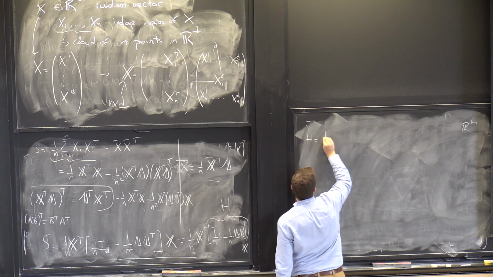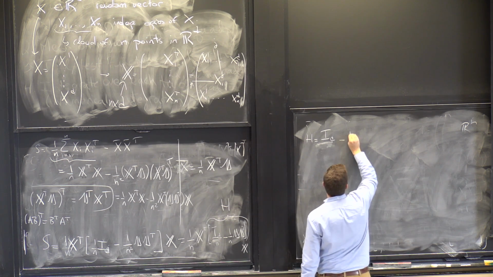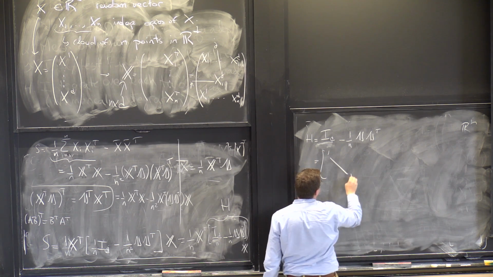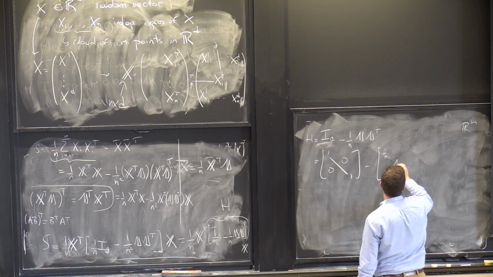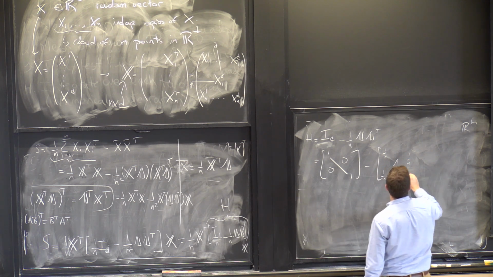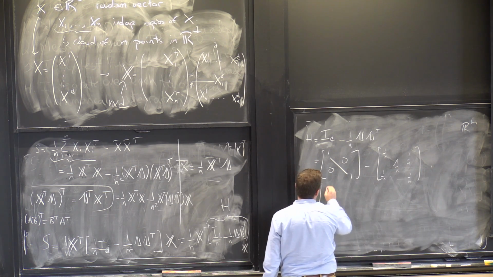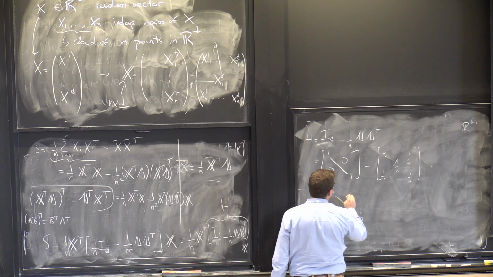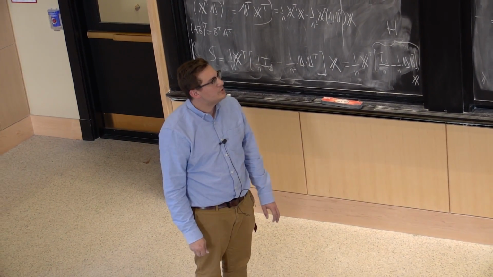We know it's identity minus 1 over n, 1 1 transpose. So it's this matrix with only 1s on the diagonals and 0s elsewhere, minus a matrix that only has 1 over n everywhere. So the whole thing is 1 minus 1 over n on the diagonals, and then minus 1 over n off the diagonals. And now I claim that this matrix is an orthogonal projector.